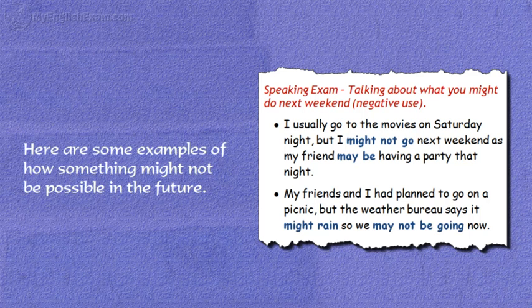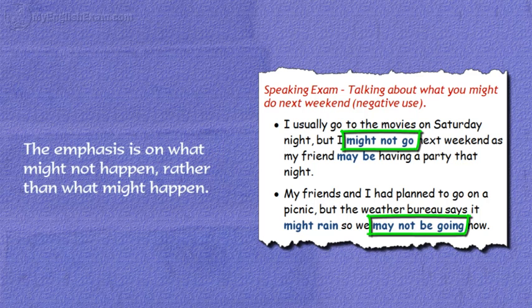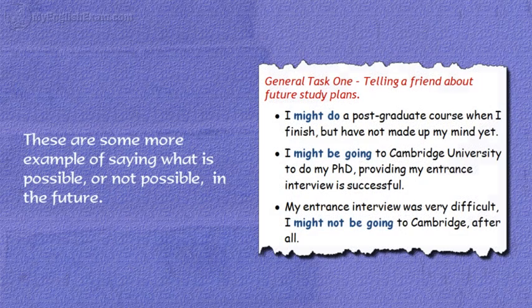My friends and I had planned to go on a picnic, but the Weather Bureau says it might rain, so we may not be going now. The emphasis is on what might not happen rather than what might happen. These are some examples of saying what is possible or not possible in the future.